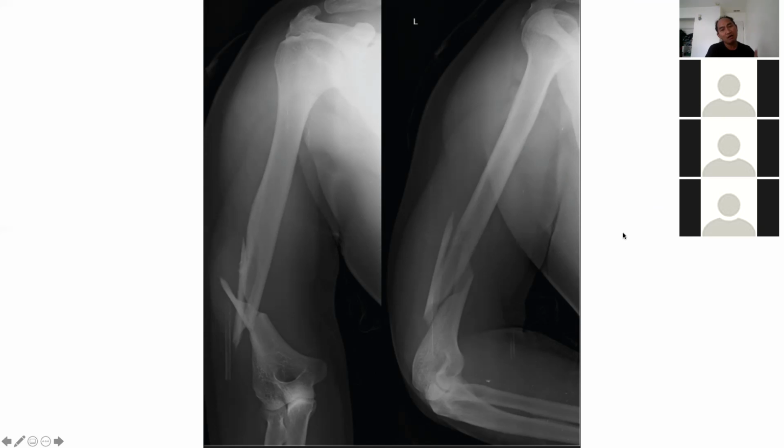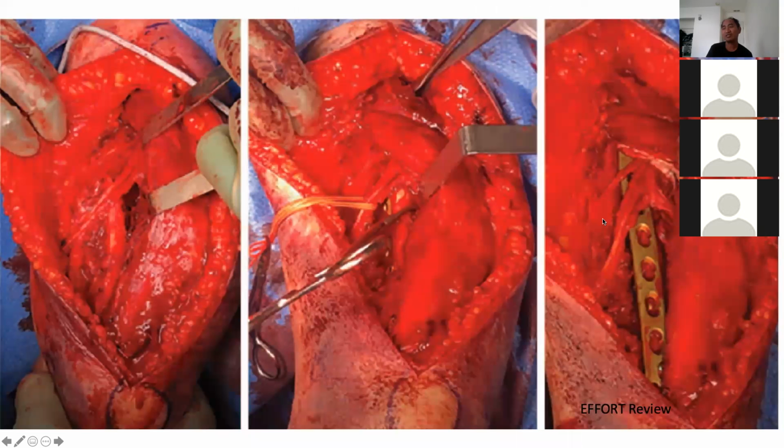Now what we need to do is ORIF, plate and screw the humerus. When we do that, we will explore the radial nerve. We need to know where it is. Is it being tethered by the bony spike, or is it just bruised? We don't know, so we will go and explore it. Look at that. That is the posterior aspect of our humerus.